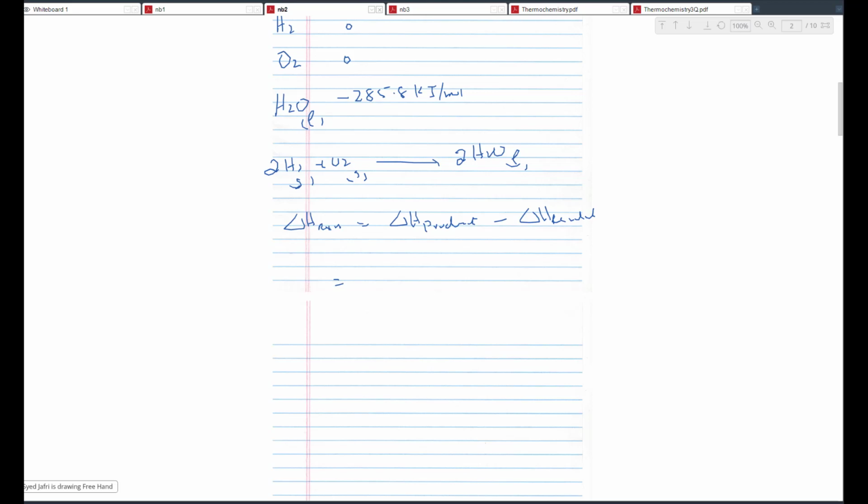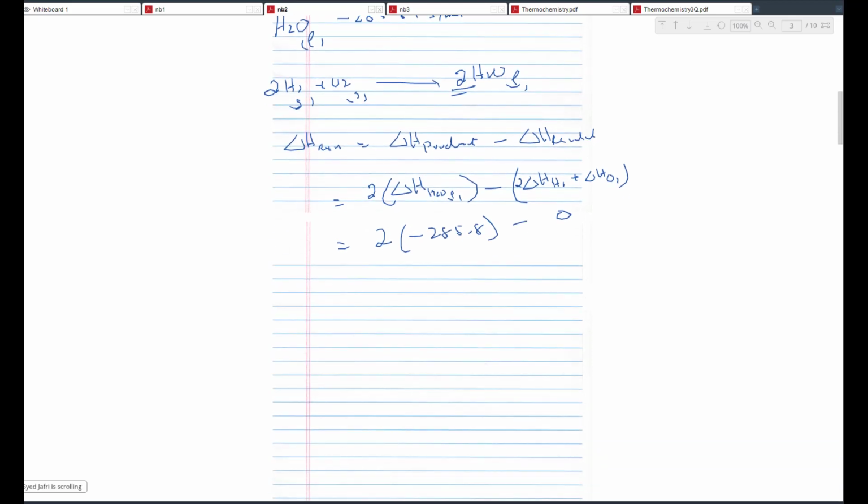Our product is H2O. What is the coefficient of H2O? 2. So write 2 times delta H of H2O liquid, minus delta H of H2 multiplied by 2, plus delta H of O2. I don't even have to write those because I know it is 0. So 0 times 2 is 0, 0 plus 0 is 0. So I'm just writing 2 times H2O, which is minus 285.8, and plugging in 0 for the rest.